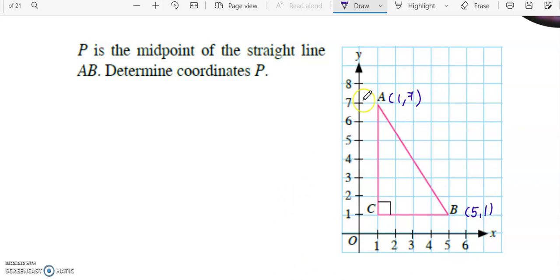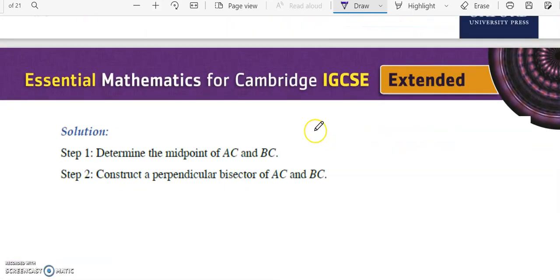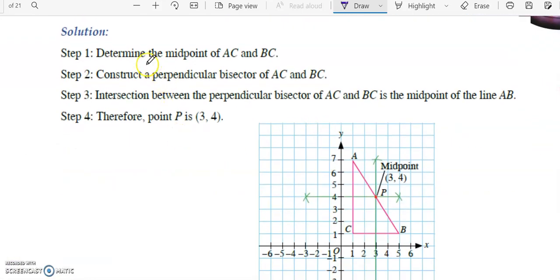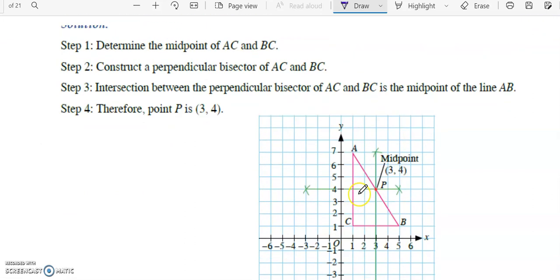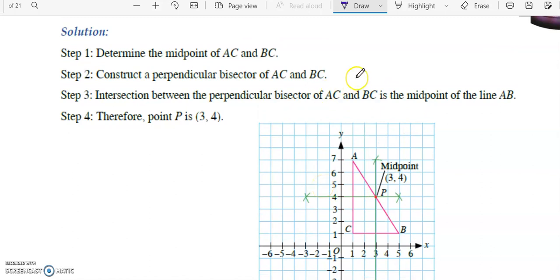Okay, so ada method dia kita nak determine the midpoint. Method yang pertama, kita determine dulu the midpoint of AC and BC. So, AC here is, we have 1, 2, 3, 1, 2, 3. So, here located the midpoint of AC. And then we determine the midpoint of BC. So, we have 1, 2, 1, 2. So, here is the midpoint of BC.